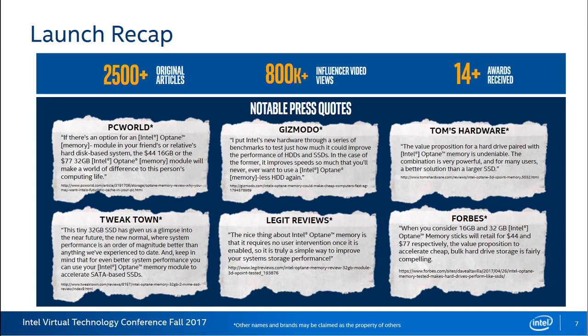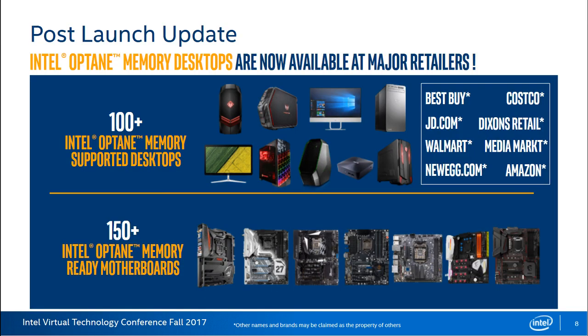Now, since we first launched Intel Optane memory, we've had a variety of systems come onto the market. In fact, today we have over 100 Intel Optane memory supported desktops available that span your major MNCs and all of your desktop form factors, including Mini, All-in-One, and Tower. These systems are available at your major retailers worldwide, including Best Buy, Dixons, JD, and Amazon.